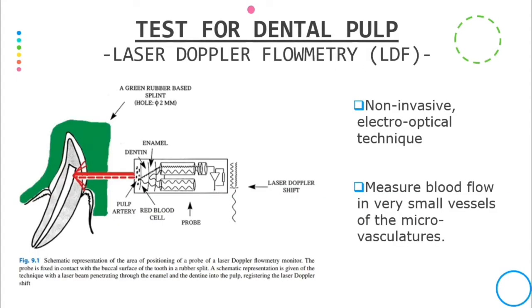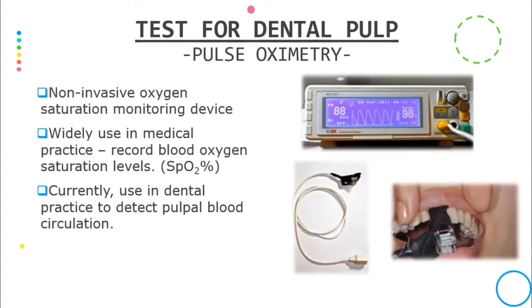The first test for the pulp vitality test is the laser Doppler flowmetry, whereby it is a non-invasive electro-optical technique and it is able to measure the blood flow in very small vessels of the microvasculature of the pulp. The next test is the pulse oximetry test, whereby it is a non-invasive oxygen saturation monitoring device. It is widely used in medical practice to record the blood oxygen saturation level, compared to dentistry.